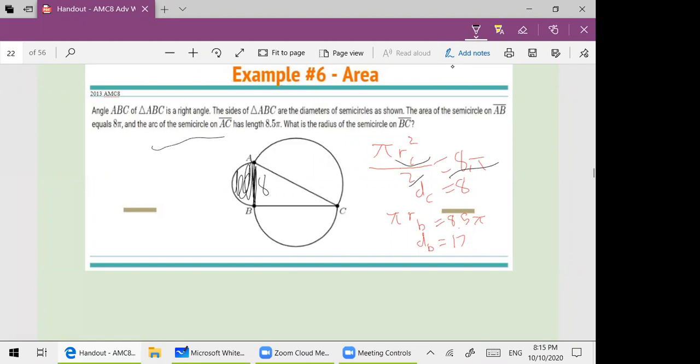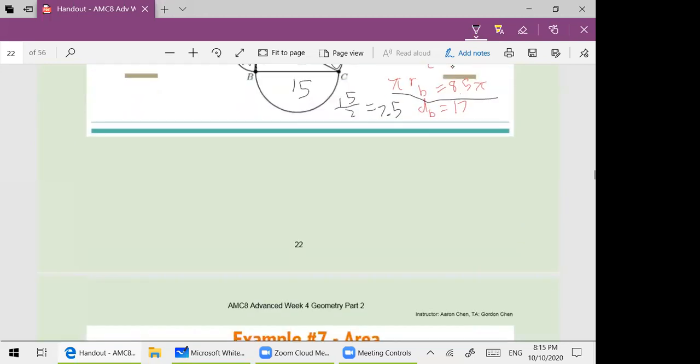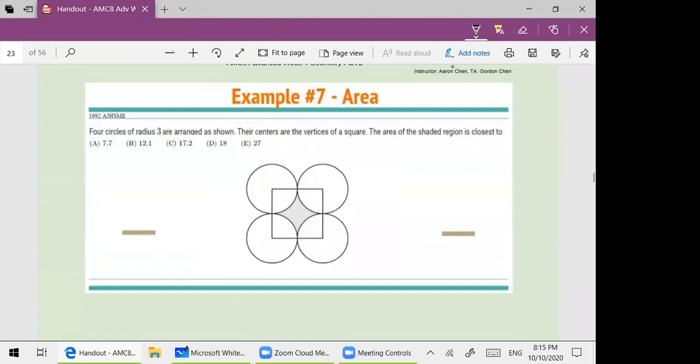So you're also given that this arc has length 8.5 pi, and that tells you that pi times BC equals 8.5 pi. So the diameter, which is length AC, has length 17. And now you apply the Pythagorean theorem to BC, and that gives you 15. So the radius is 15 over 2 equals 7.5. And here's your next example.